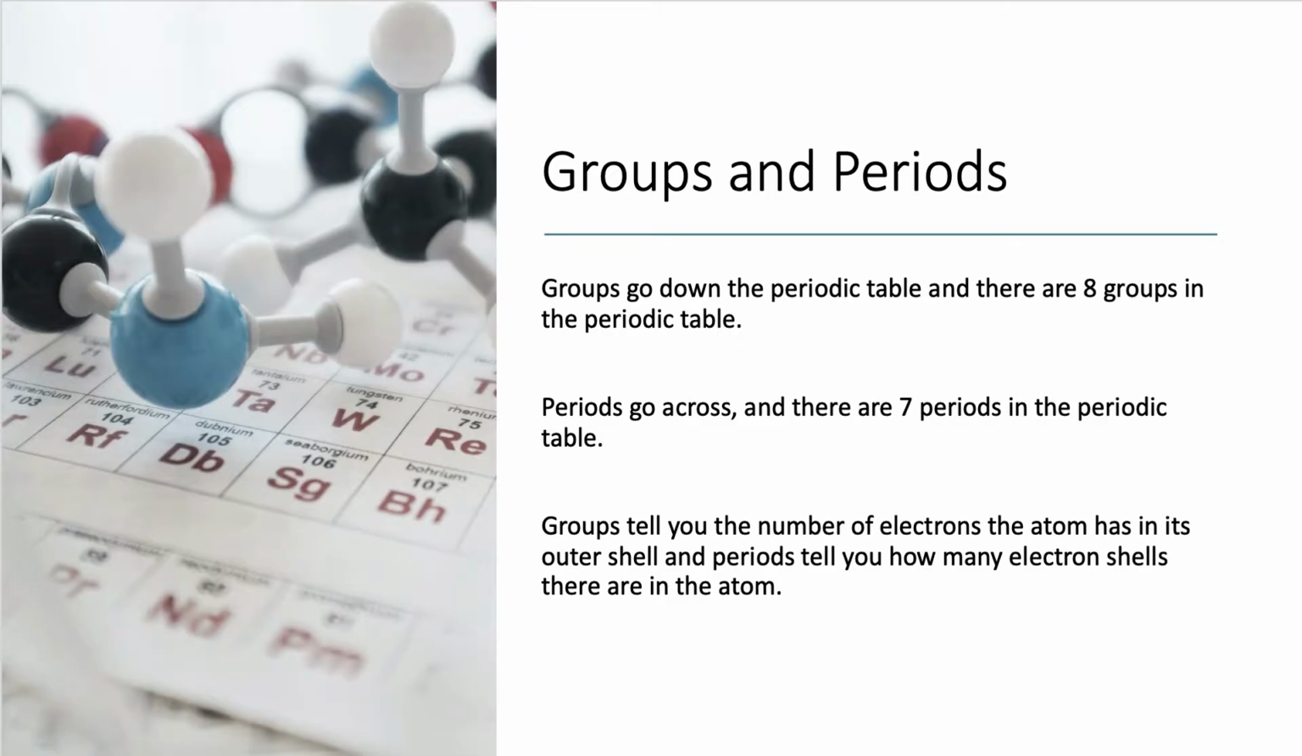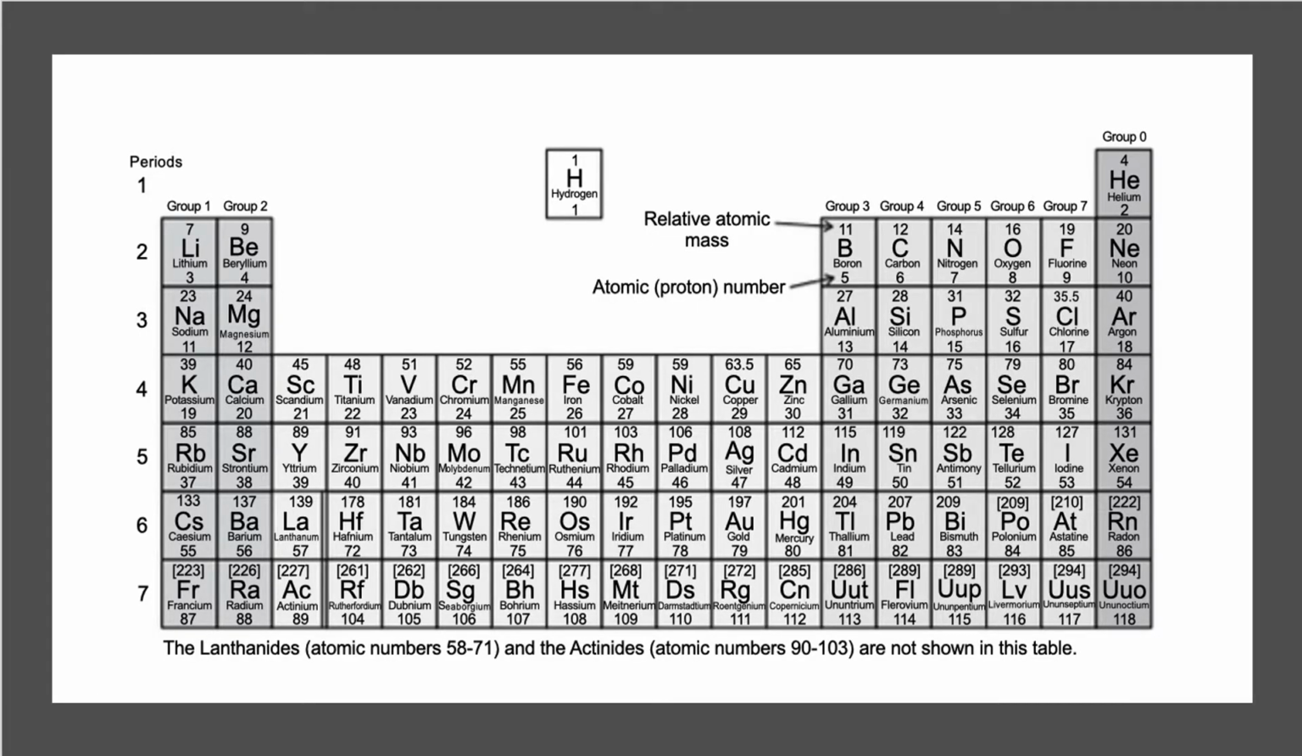So visually looking at this, the periodic table, the groups go down. As you can see, there's group 1, group 2, group 3, 4, 5, 6, 7 and 8, sometimes known as the group 0. Periods go across, and as you can see, there's period 1, 2, 3, 4, 5, 6, 7.